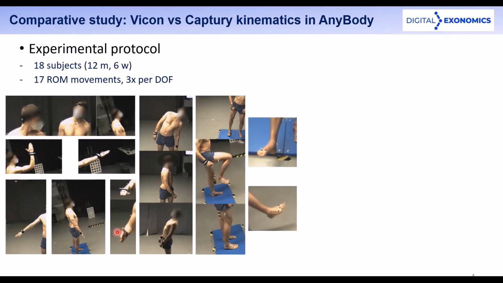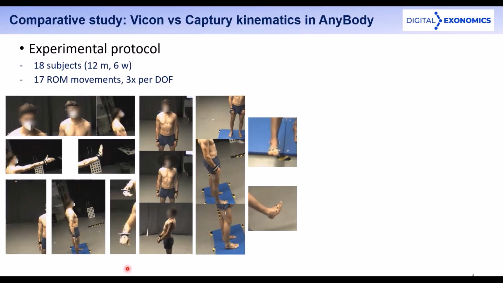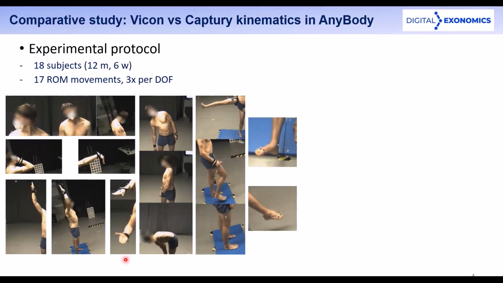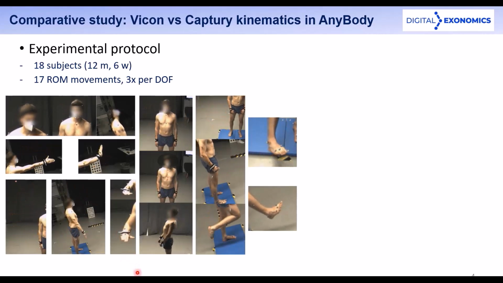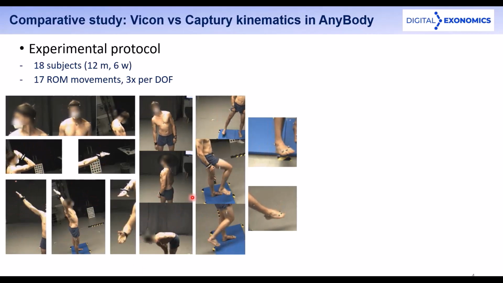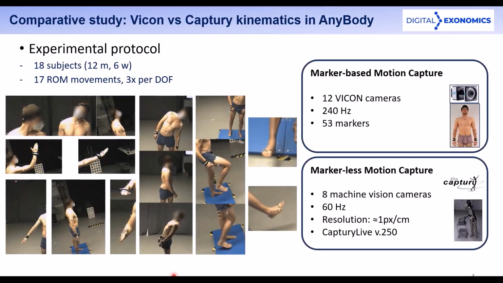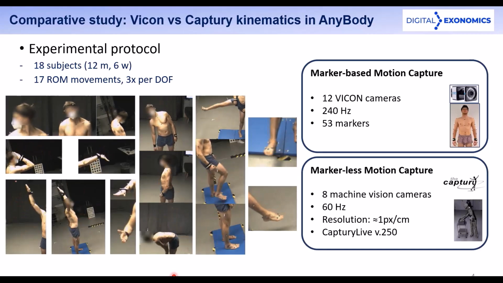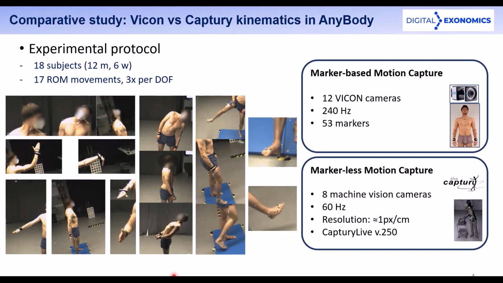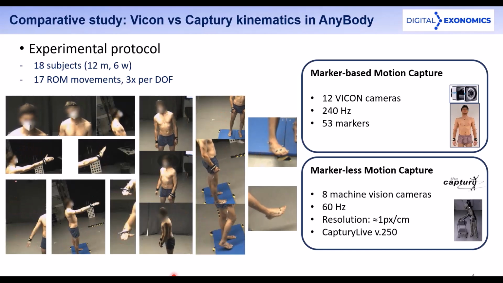So for the first study, where we compared kinematics between markerless and marker-based motion capture systems in AnyBody, we recruited 18 subjects to our laboratory and had them perform the following range of motion movements you can see here in these small videos. We recorded motion on one hand with our Vicon system, so marker-based, and on the other hand with the markerless system, which in our case is version 250 of Captury.